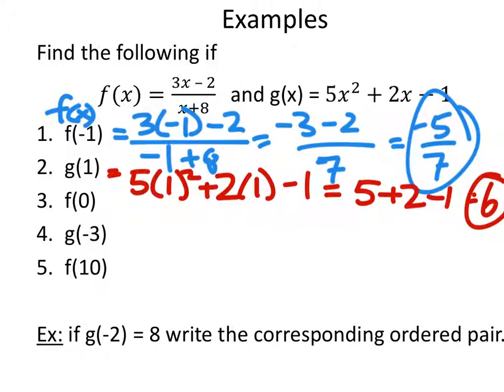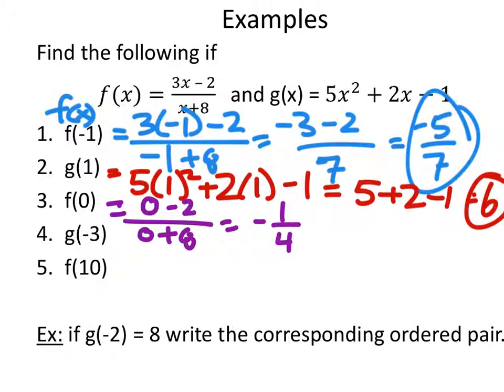All right, what about f of 0? So again, we're just looking at the function f of x, but we're replacing all the x's with 0. So 3 times 0 is 0 minus 2 over 0 plus 8. Looks like this would simplify to negative 1/4, which is the answer for f of 0.